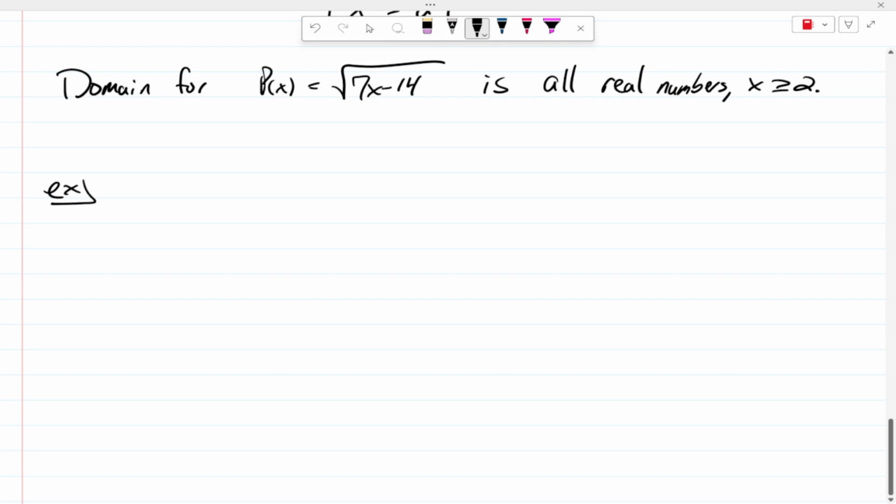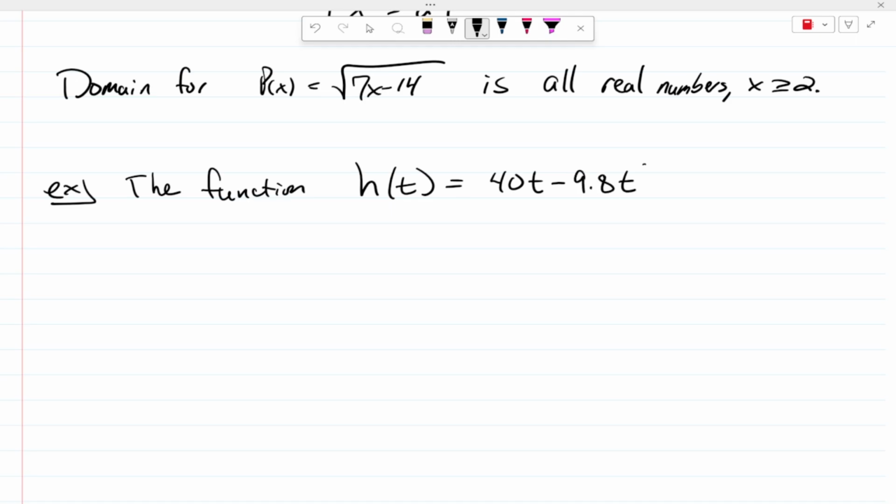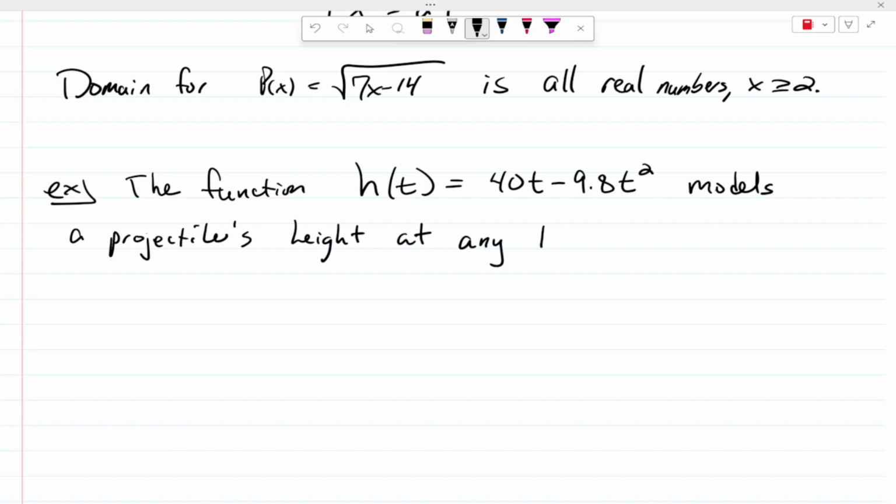All right, so we have a function. Let's say it's going to be height. So the function h of t, which equals 40t minus 9.8 t to the second, models a projectile's height at any time t.